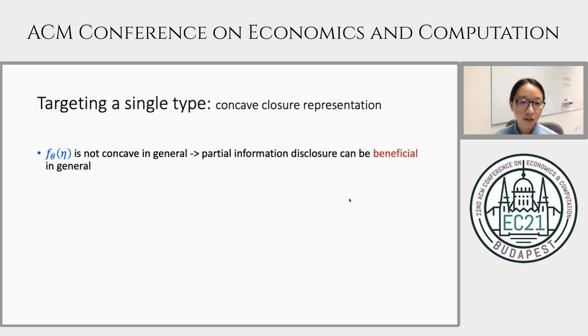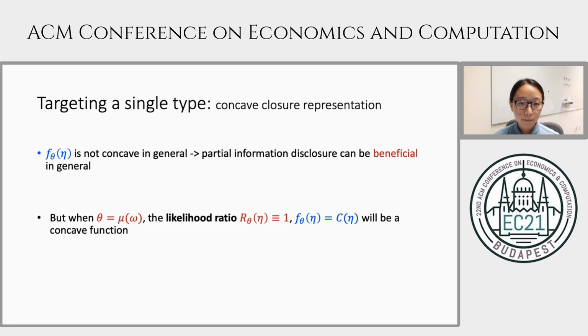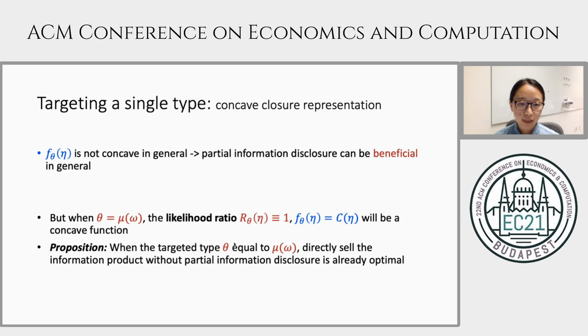So this function f, which is the product of these two components, is not concave in general. This means that its concave closure will be different from the function itself. This means that partial information disclosure can be beneficial in general. But in the special case when the target type is equal to the marginal distribution of omega, this function will be a concave function. Then in this case, directly selling the information without partial information disclosure will already be optimal.